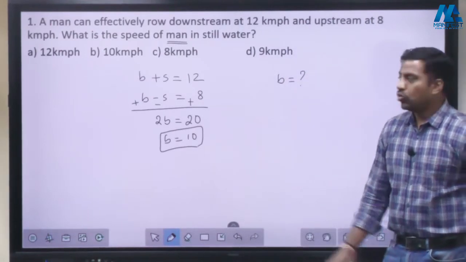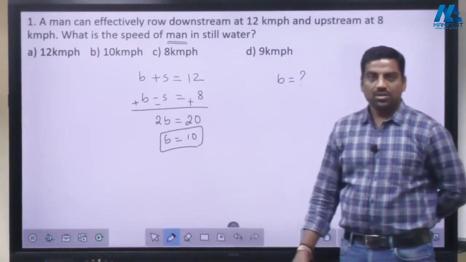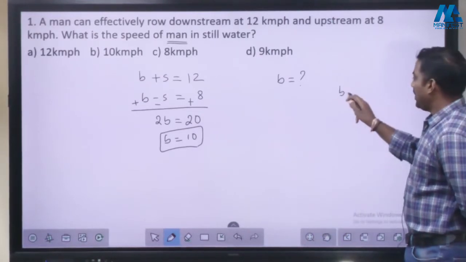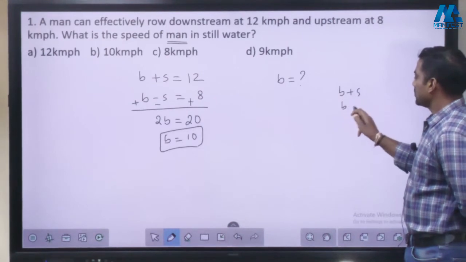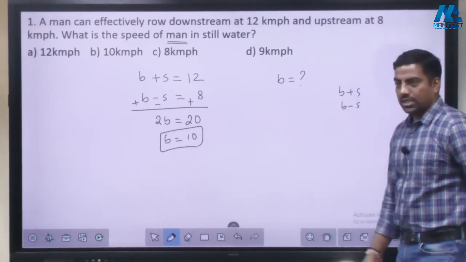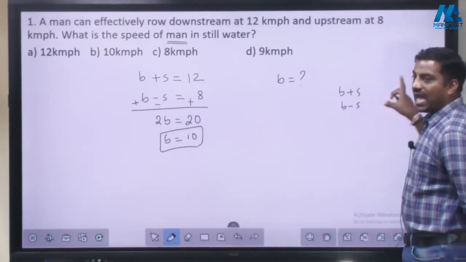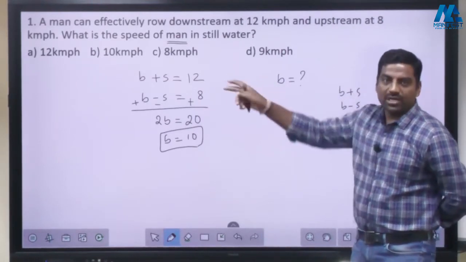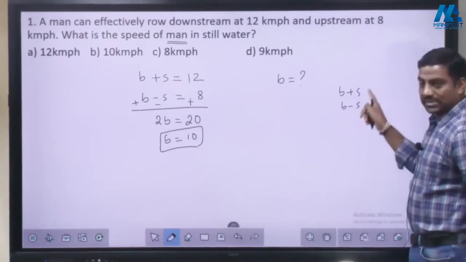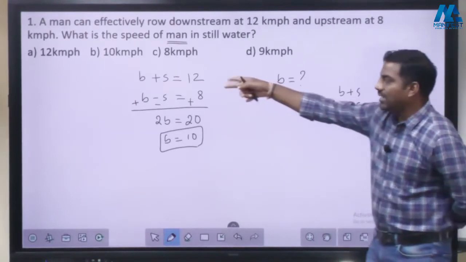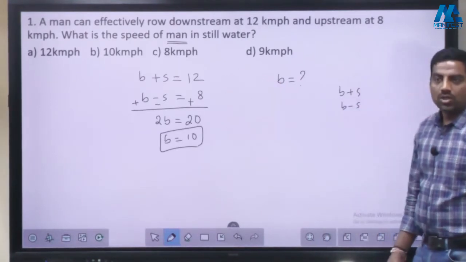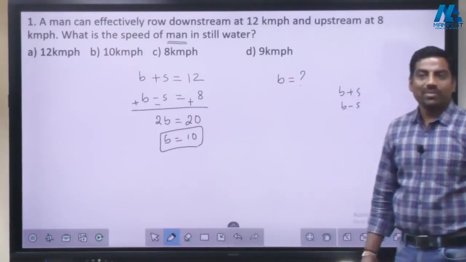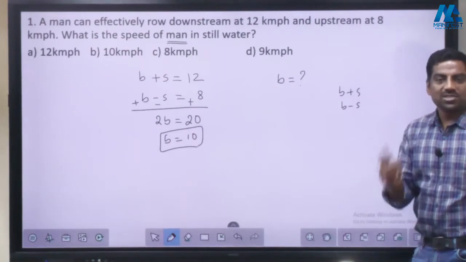Or you don't have to struggle this much. Whenever you've got B plus S and B minus S, decide what you want. If you want B, add both of them and divide by 2: 12 plus 8, 20, divided by 2. If you want S, take the difference of them and divide by 2. What is the difference of 12 and 8? 4. 4 divided by 2. So the speed of the stream is 2.